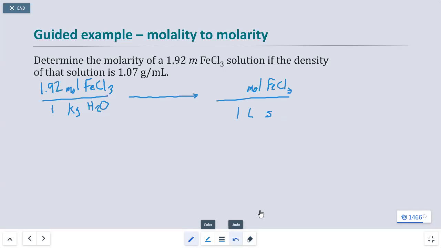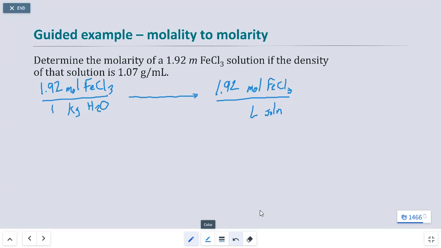Now, the liters of solution, we don't know yet. But we do know that we're going to have 1.92 moles of the iron 3 chloride. So the numerator stays exactly the same. The denominator is what we have to change. Now here's where we have to, again, think about what it means to be a solution. A solution is the solute, which in this case was the iron 3 chloride, plus the solvent, which is the water.